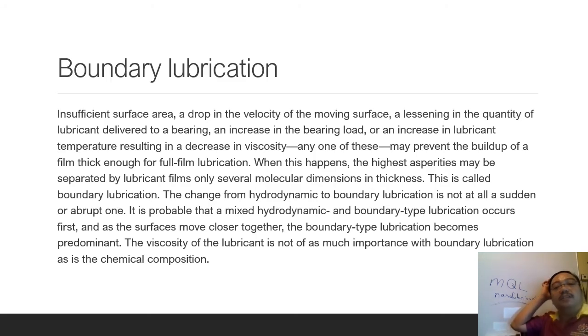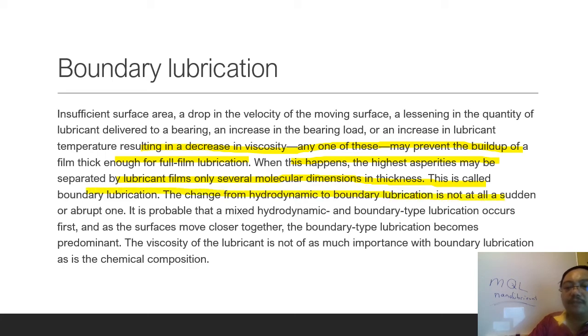Okay, boundary lubrication. Insufficient surface area, a drop in velocity of the moving surface, lessening the quantity of lubricant delivered to a bearing, an increase of bearing load, an increase of lubricant temperature resulting in a decrease of viscosity. Any of these may prevent the build up of a film thick enough for full film lubrication. When this happens, the highest asperities might be separated by a lubricant film only several molecular dimensions in thickness. This is called boundary lubrication.